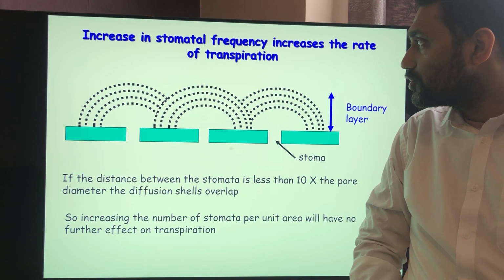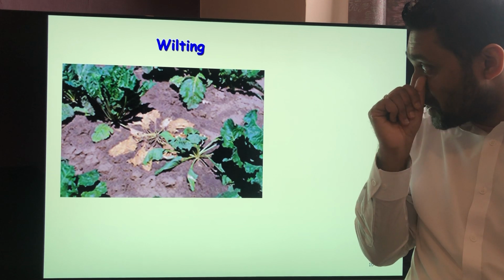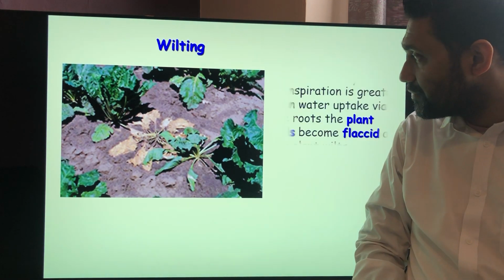Okay, so let's have a look at some plant adaptations. What is wilting?